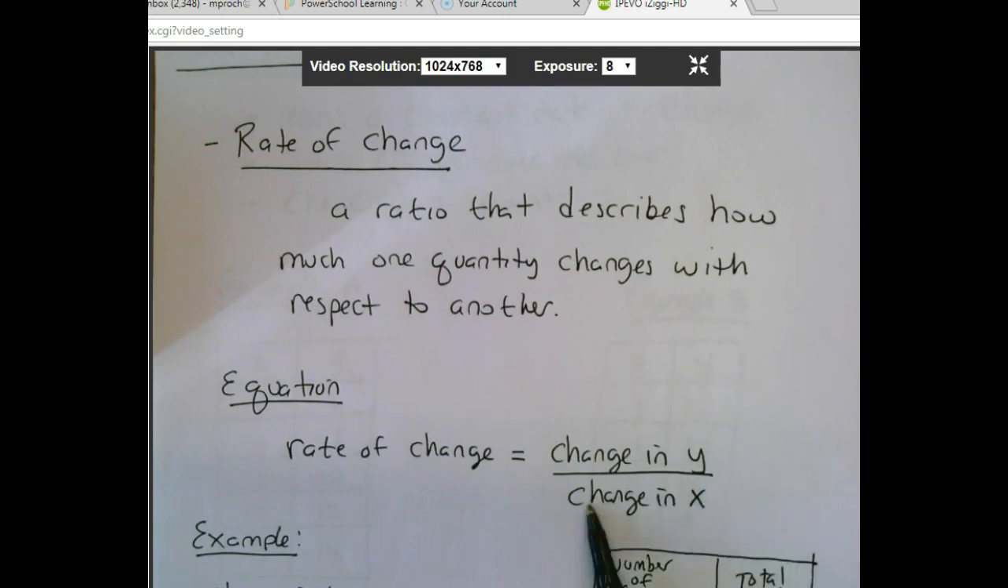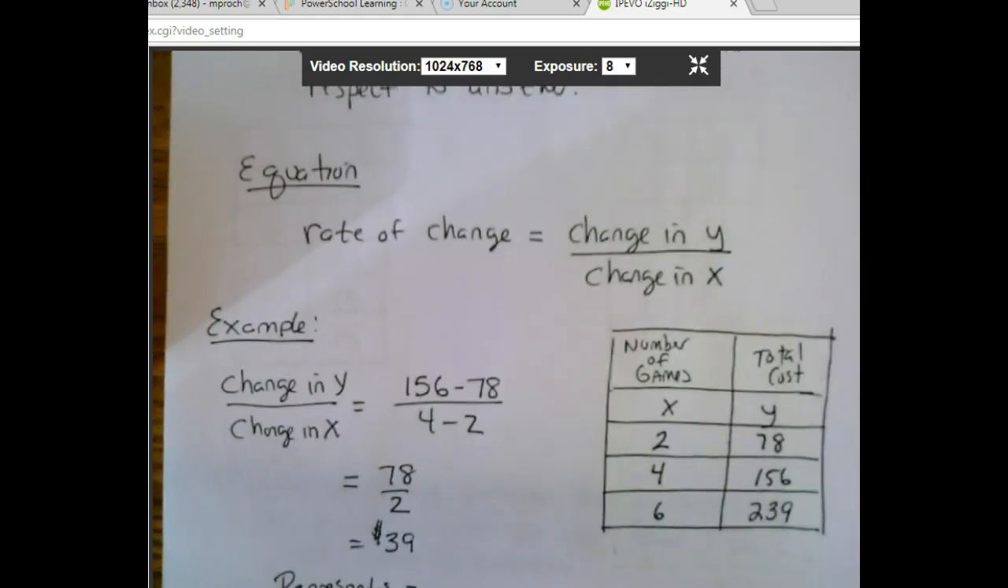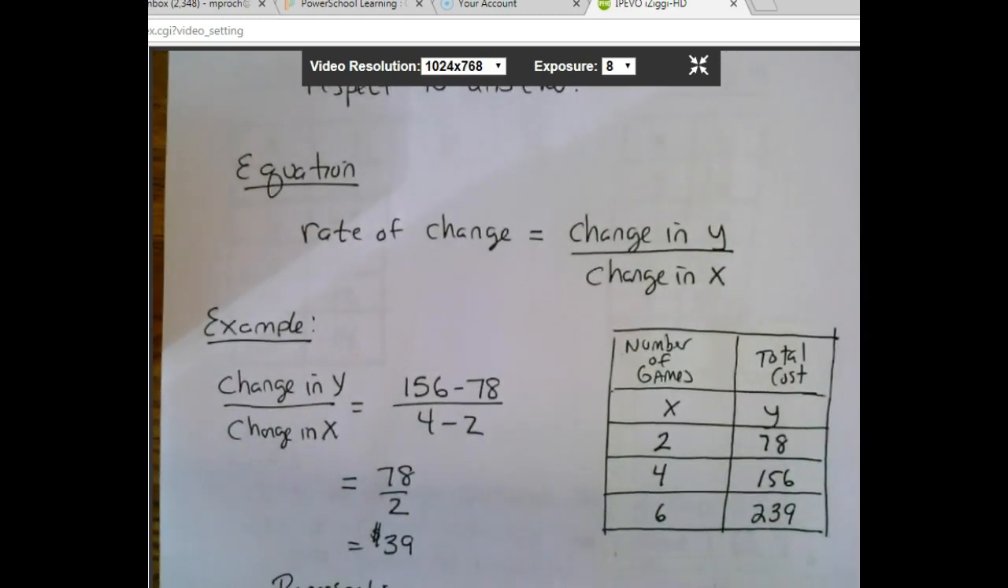If we were going to look at an example problem, how to solve these rate of change, we might look at something like number of games. Say you go to Fred Meyer's and you want to buy some video games, and they tell you how much they charge for how many games. So x is the number of games you buy, and y would be the total cost, because that could be variable. You decide how many games to buy, and then the thing that's determined later is what you pay, the cost. So we can see here, 2 games cost $78, 4 games cost $156, 6 games cost $239.